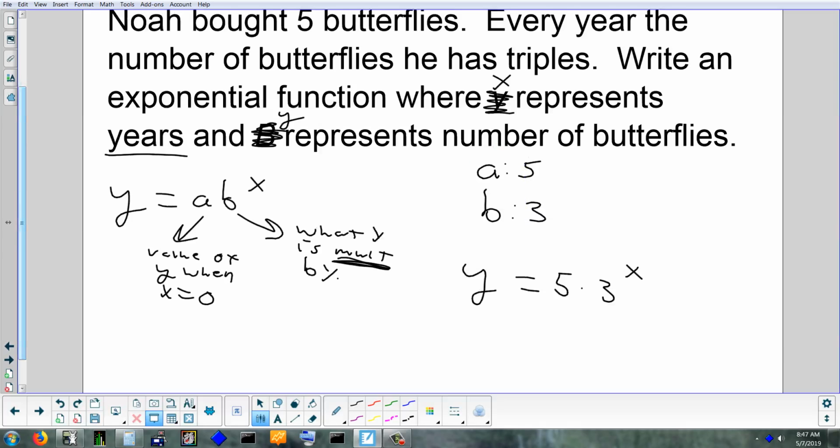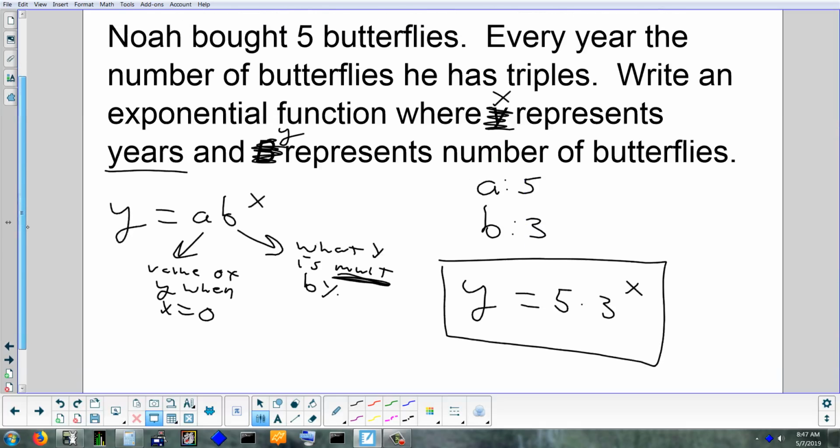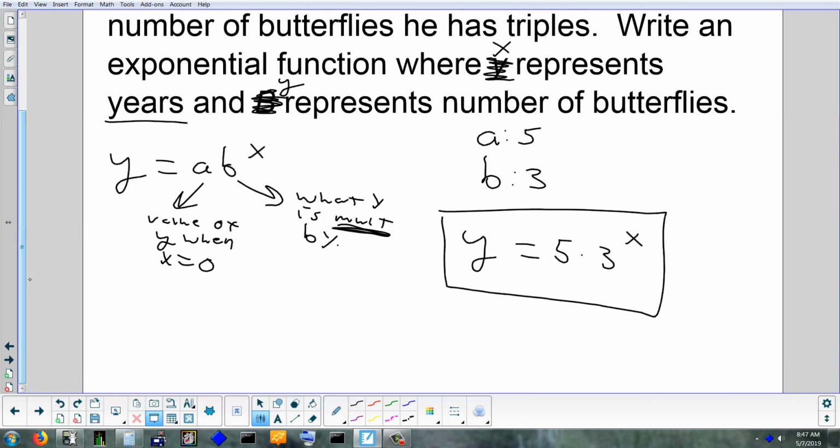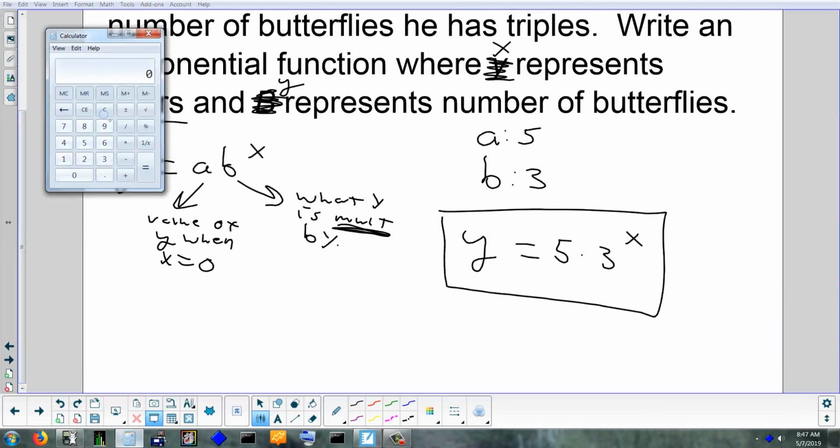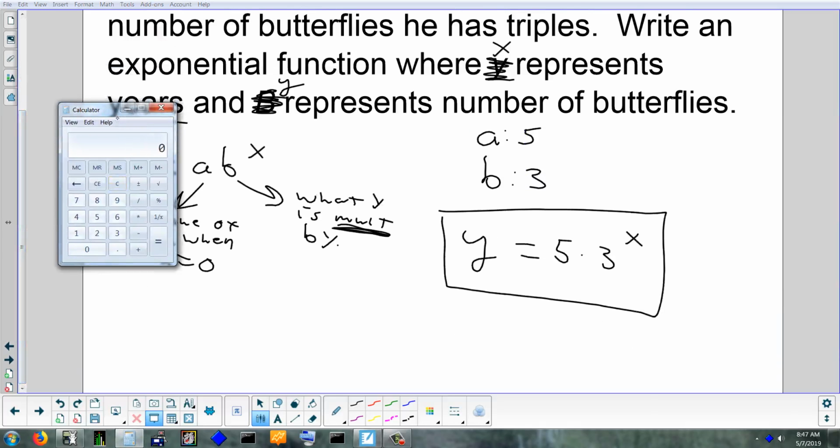A lot of times, you just have to pay attention to what the directions ask, because we may not ask you to solve it, we may just say, write an exponential function. That way, if we give you any number of years, based on that function you'd be able to tell us how many butterflies he has after 10 years, 20 years, 3 years. But in terms of setting that up, that's all you have to do, you don't have to solve.